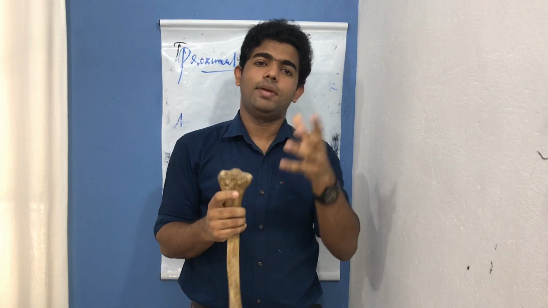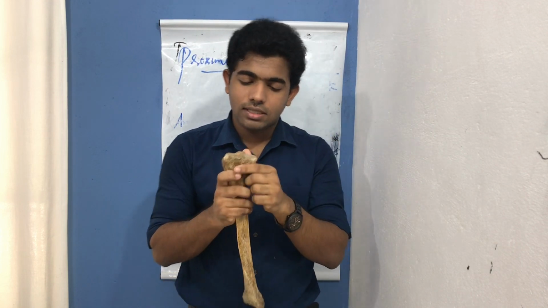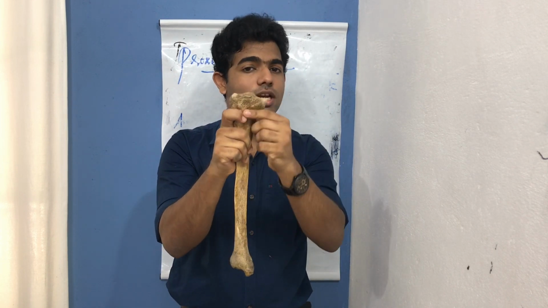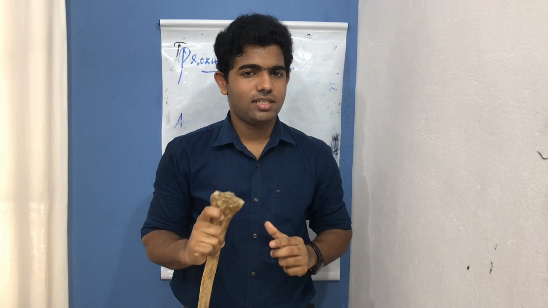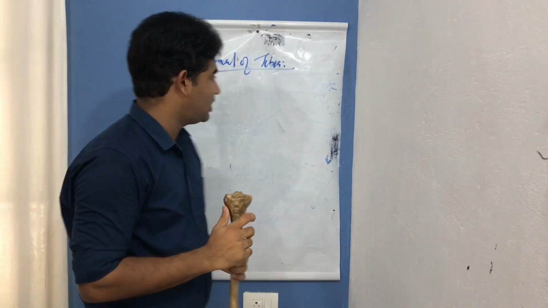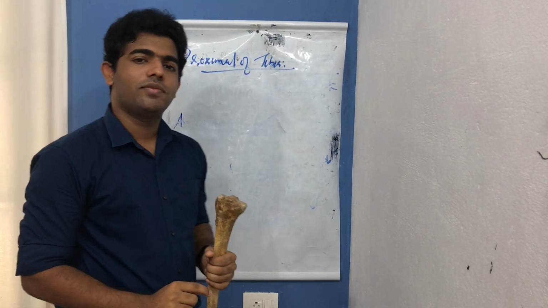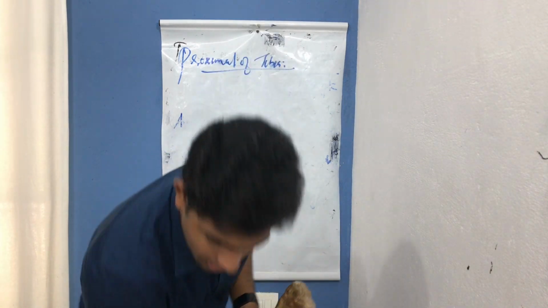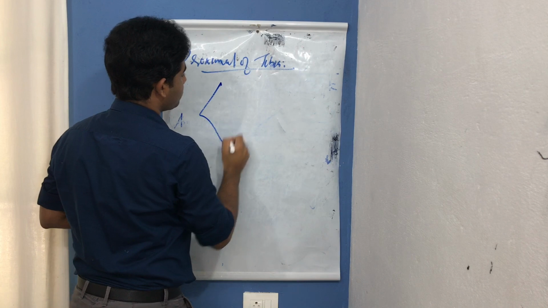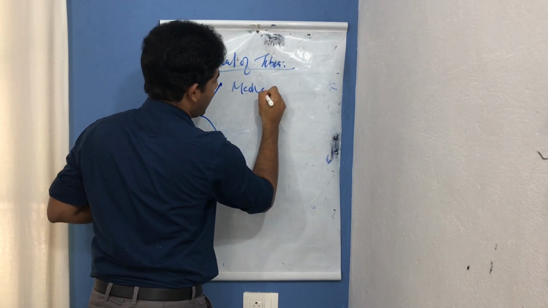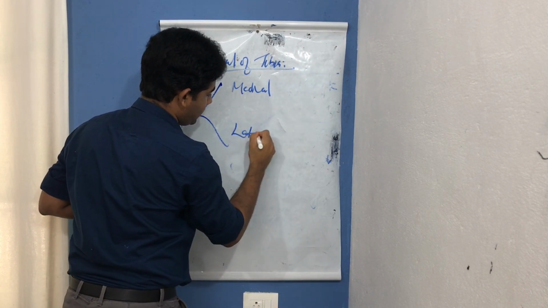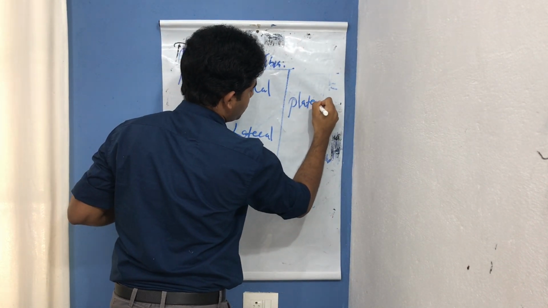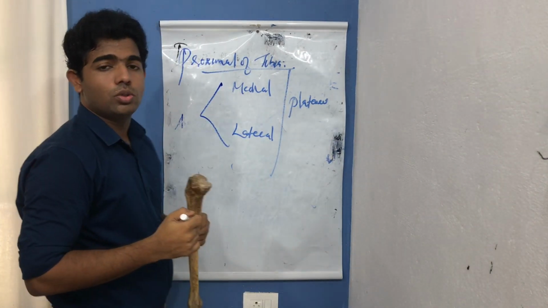Of course, the medial femoral condyle is larger, and the medial tibial condyle is larger. So that is the next peculiarity. The proximal end of the tibia is made up of the same two condyles, medial and lateral condyle. These can also be known as plateaus, medial and lateral plateau, right?